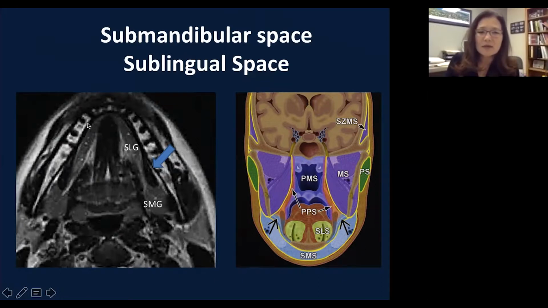This is running along the medial border of the mandible, and this demarcates the submandibular space from the sublingual space. As I showed you earlier, the sublingual space is above the mylohyoid muscle. In the coronal view, notice the mylohyoid is slinging the floor of the mouth, supporting it, and the sublingual space is above this sling, as opposed to the submandibular space, which is below the mylohyoid line.